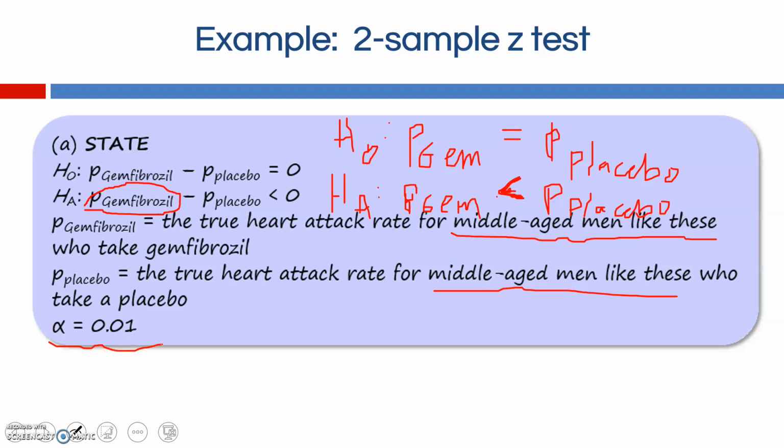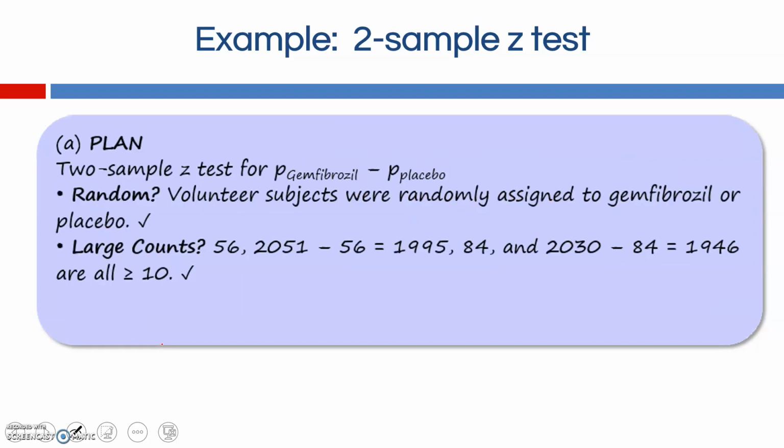Same thing, middle-aged men like these. Don't forget your alpha level as well. Alpha equals 0.01. All right, so now our plan, this is called a two-sample z-test. If you call it a two-proportion z-test, as it's written in the calculator, it's not a big deal. They won't dock you any points for that. But that's the name. You have your random condition. These were volunteer subjects that were randomly assigned to either gemfibrozil or placebo. Your large counts condition, 56 quote-unquote successes in the first group, 1,995 failures in the first group, 84 successes in the second group, 1,946 failures in the second group. All are greater than or equal to 10.